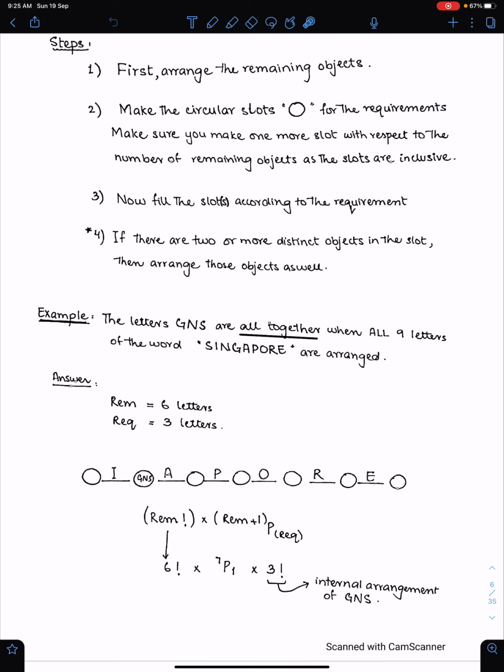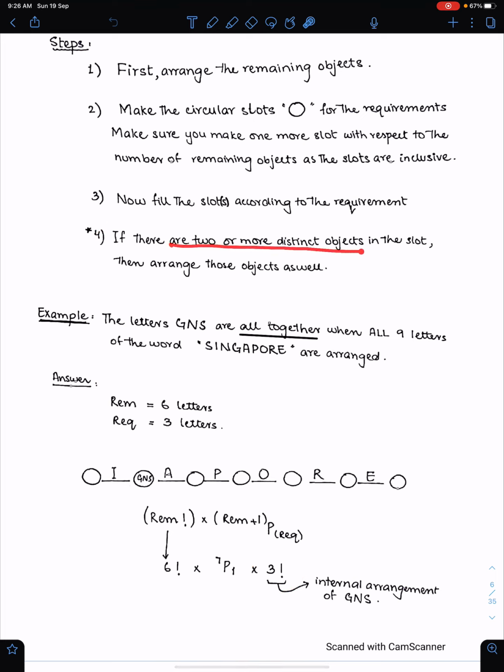There are 7 slots and we just need to fill one slot in this way. We have to place GNS into one slot, and we can place GNS into any one of the 7 slots. So 7P1, we have 7 slots and we have to fill just one slot. So we have to write 7P1. And within this slot, GNS can arrange themselves in 3 factorial ways. And this is step number 4.